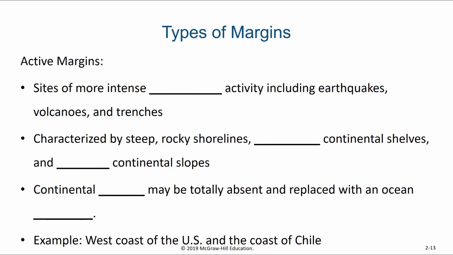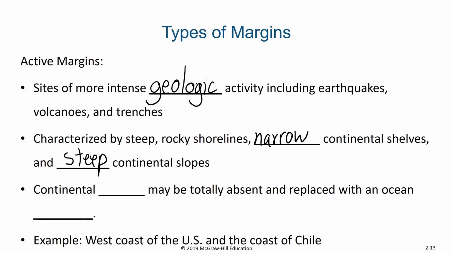Conversely, in an active margin, these are sites of more intense geologic activity, including earthquakes and volcanoes and trenches. Active margins typically are categorized by steep, rocky shorelines, narrow continental shelves, and very steep continental slopes.